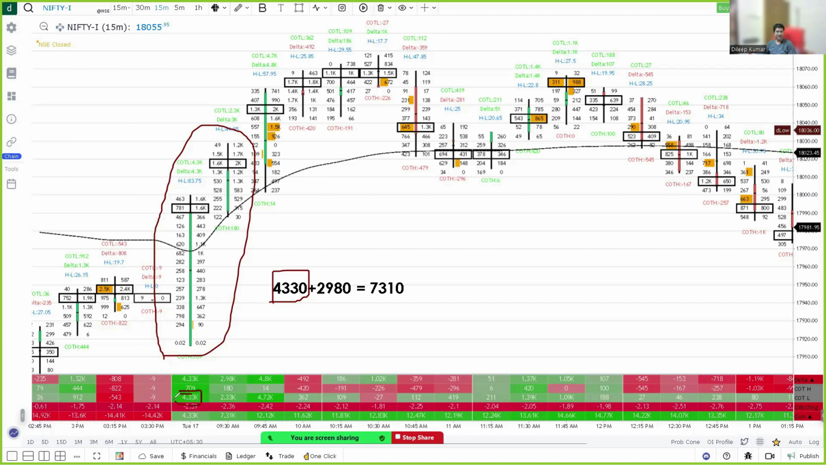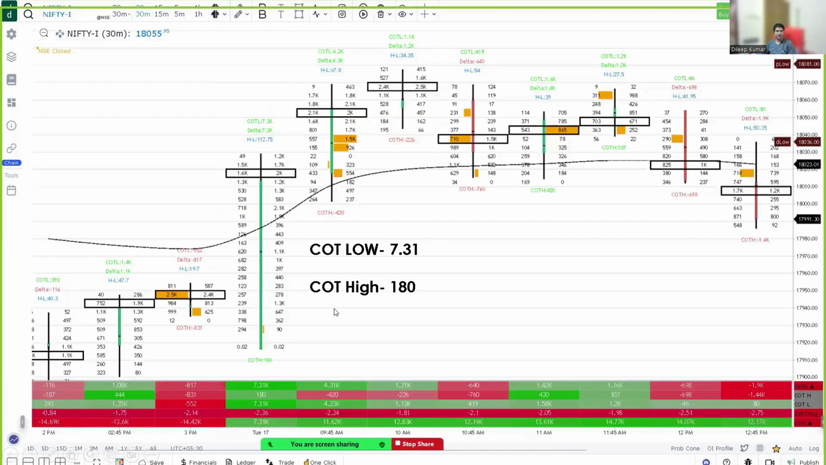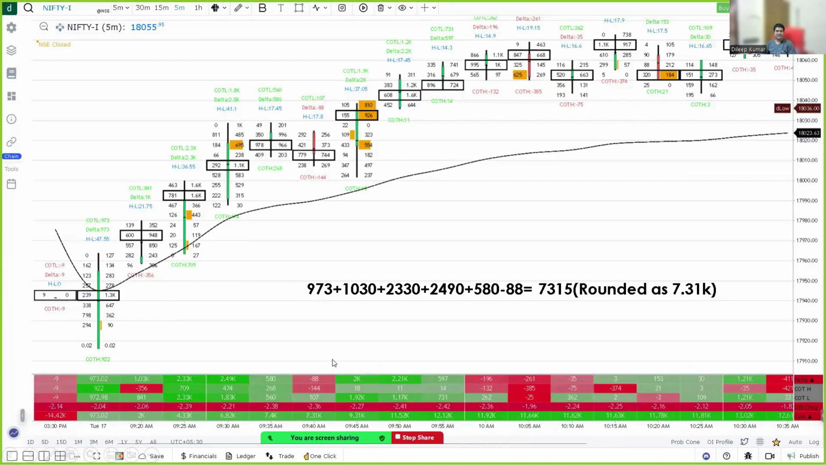4.33k is nothing but 4330, and next we have a delta of 3k. To be exact, it's 2.98k, which has been rounded here, so 2980. If you add both numbers, we get 7310, which is exactly the COT low of the whole 30 minutes. And we also have the 5 minutes here.